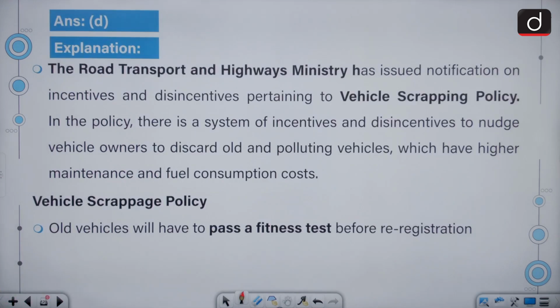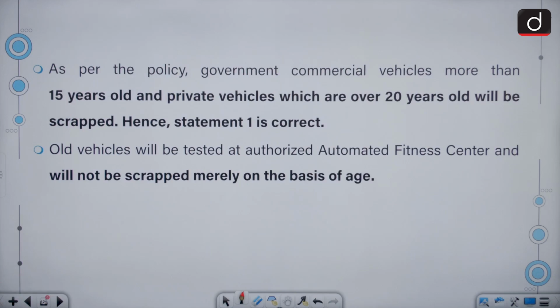The Road Transport and Highways Ministry has issued notification on incentives and disincentives pertaining to vehicle scrapping policy. In the policy, there is a system of incentives and disincentives to nudge vehicle owners to discard old and polluting vehicles which have higher maintenance and fuel consumption costs. Old vehicles will have to pass a fitness test before re-registration as per the policy.